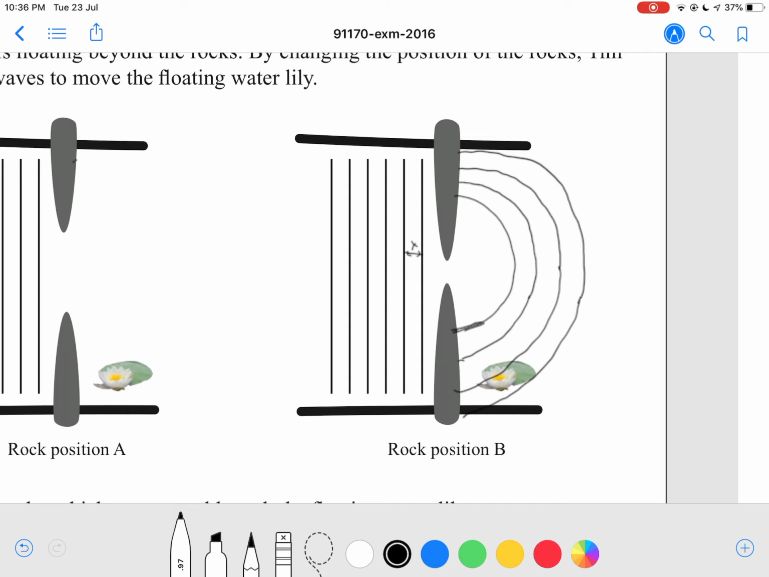Alright, so it should look something like this. Okay, it's not a very good drawing, but the thing to remember is that the distance between the waves must all be lambda, lambda, and lambda. No change in the wavelength.